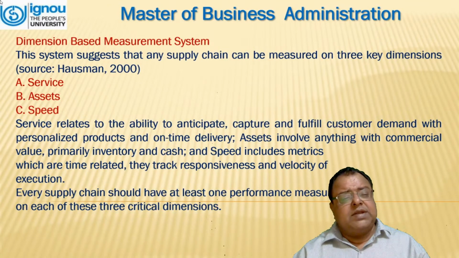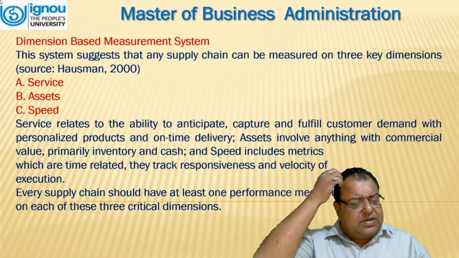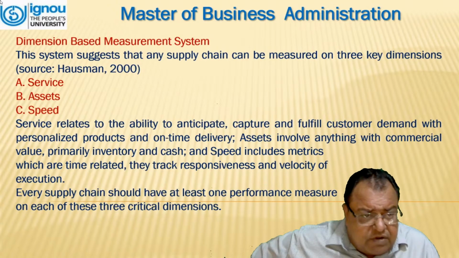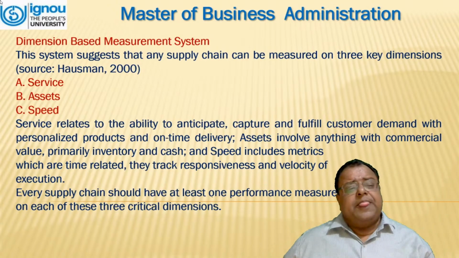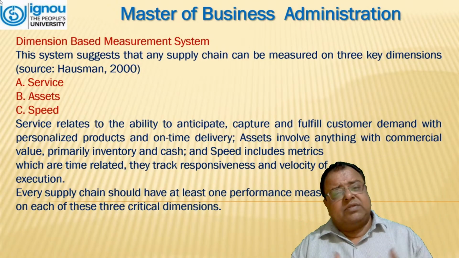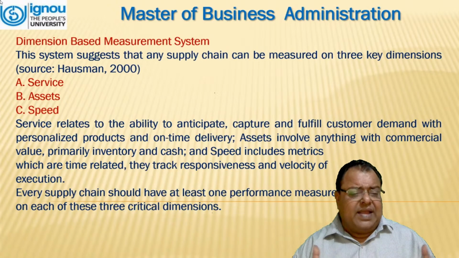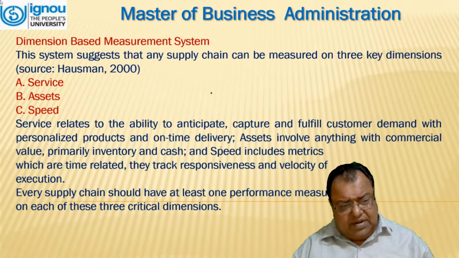Next one is the dimension-based measurement system. This system suggests that any supply chain can be measured in three key dimensions. It was proposed by Hausman. These three dimensions include services, assets, and speed.